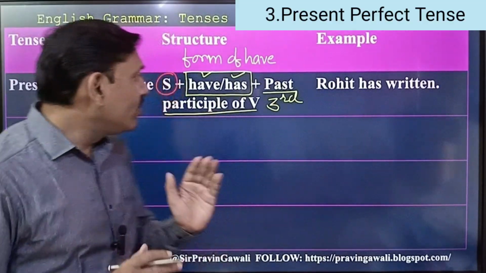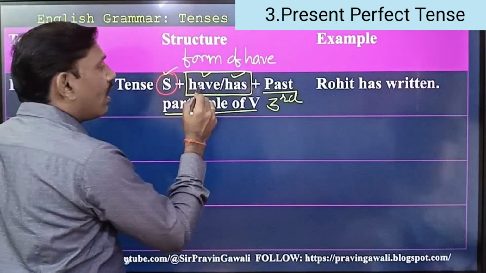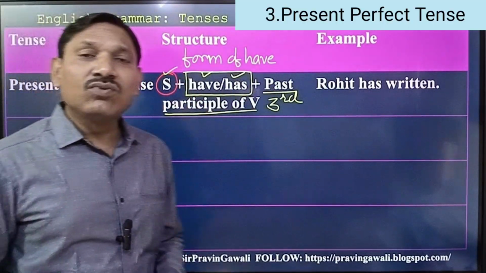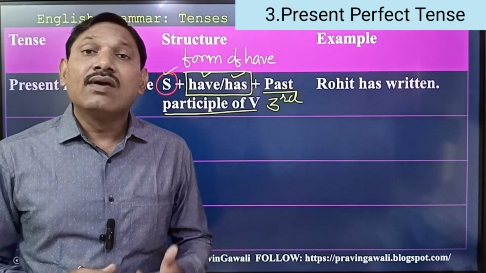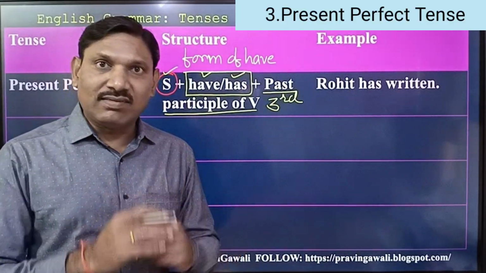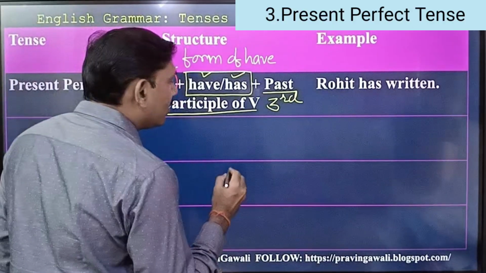Okay students, now here you know what is subject. The form of have or has. Then what is the past participle of the verb? We know students, verb has three forms: present form, past form, and the past participle. Let me give you examples so that you will understand quickly.